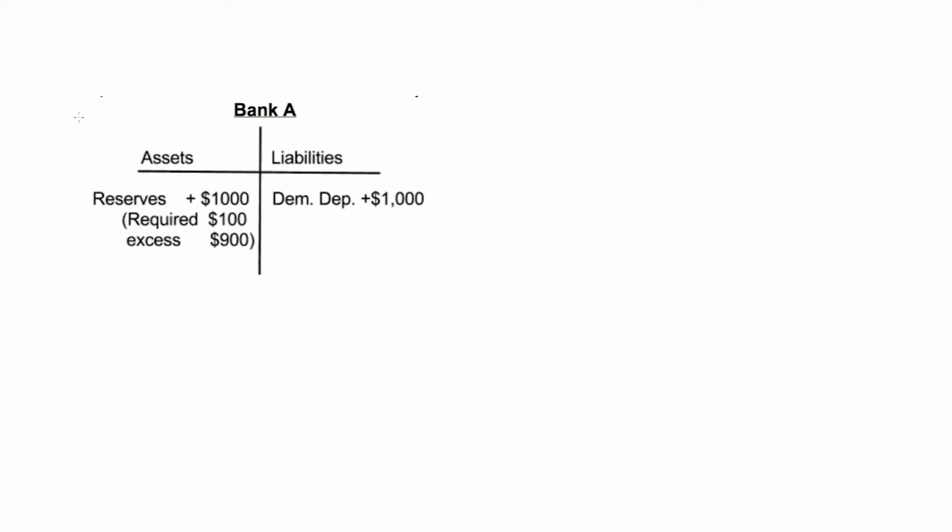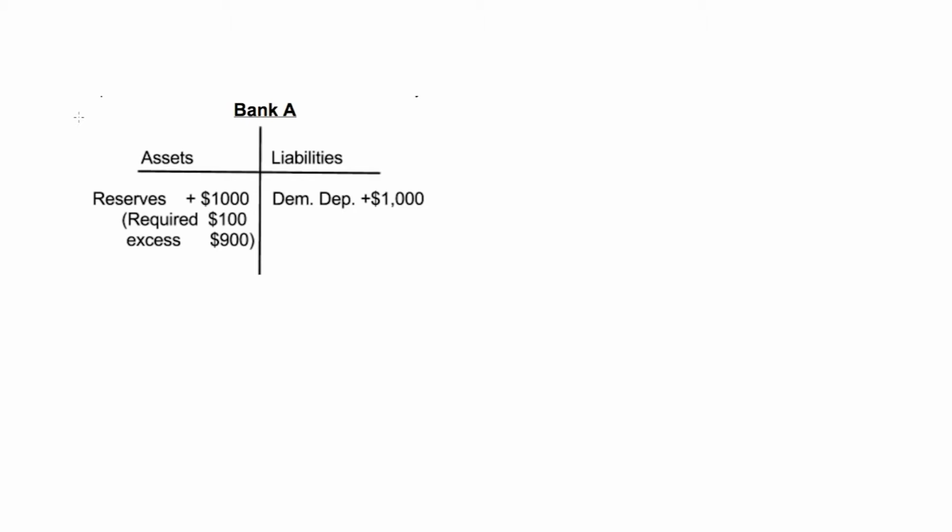Remember Sally? Sally received a $1,000 check from her grandmother, a very generous grandmother, and she decides to deposit it into her demand deposit at the local bank, Bank A. Let's take a look at the T account for Bank A.